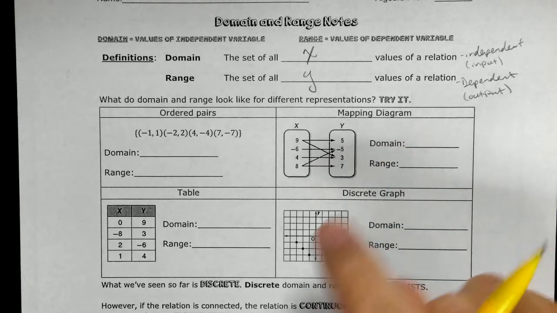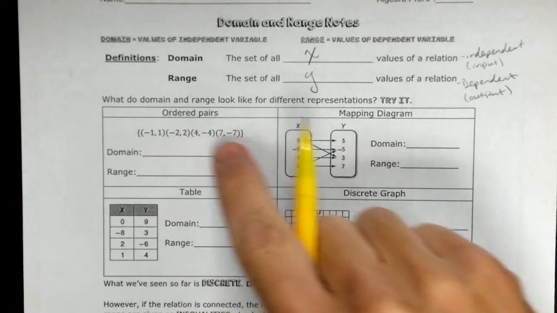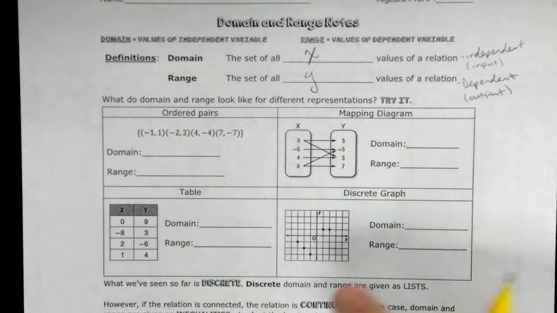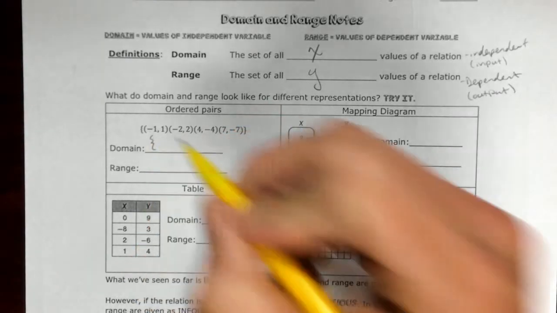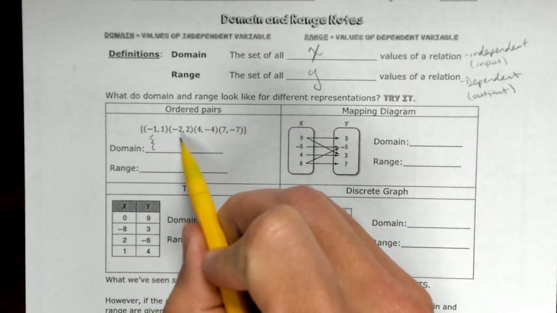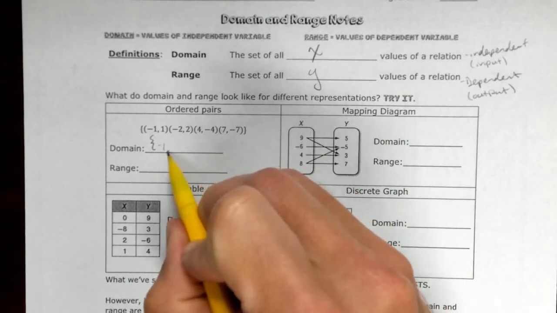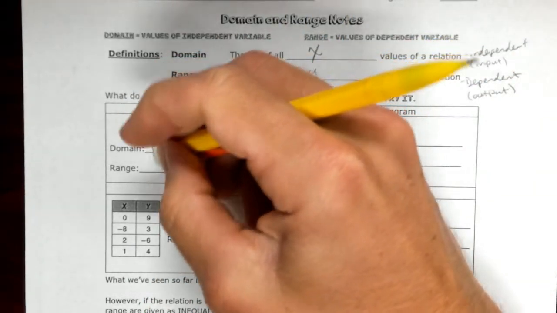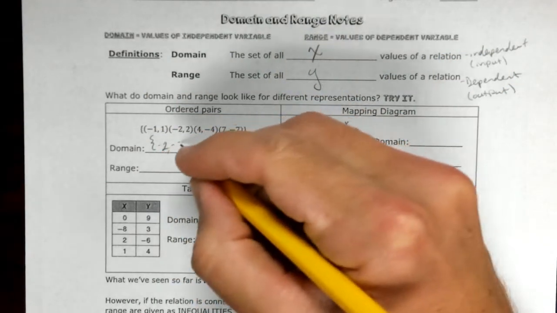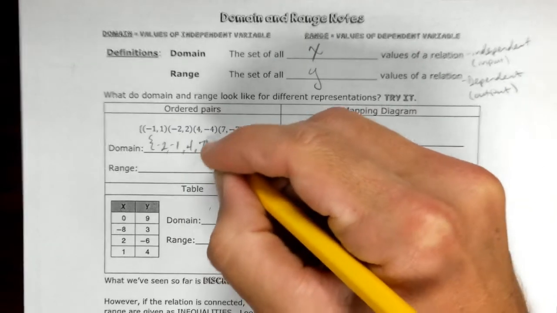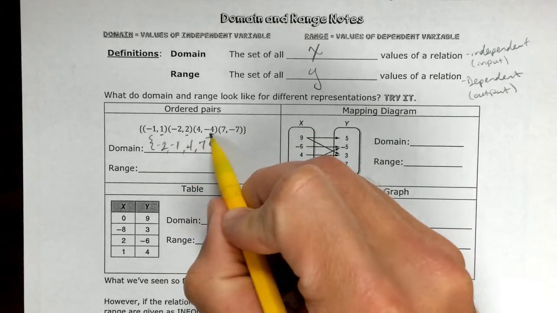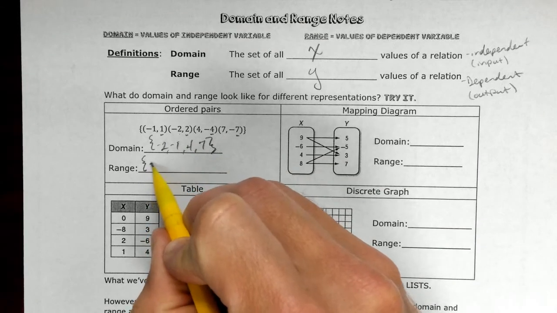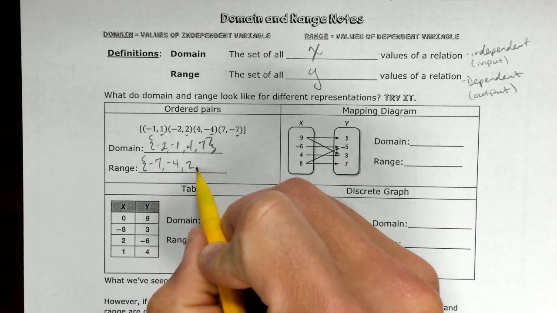Alright, so domain and range for a discrete function. Again, a discrete function is a set of points, right? A continuous function is one that obviously continues. For a discrete function, we're going to take our brackets and list out our x values: -1, -2, 4, and 7. Sorry, let's put the -2 first because we're going to write them from least to greatest. Same thing for the y's. For the range, we're going to look at 1, 2, -4, and -7. So put your bracket, -7, -4, 2, and 1.